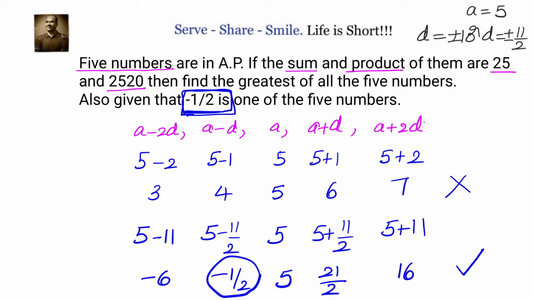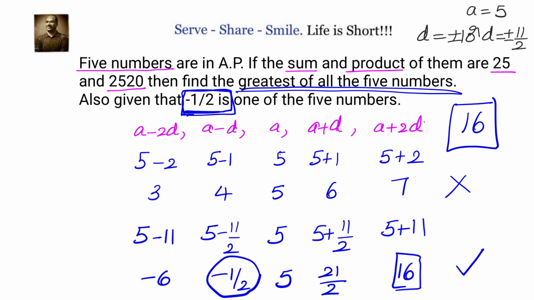Let's have a recap of this. We have been given that 5 numbers are in AP. The sum and product of them are 25 and 2520. We have to find out the greatest of all the 5 numbers. Also given to us that minus 1 by 2 is one of the 5 numbers. Whenever you have 5 numbers, we will take them as a minus 2d, a minus d, a, a plus d, a plus 2d respectively, 5 numbers in that order.